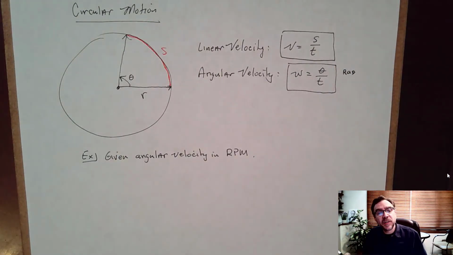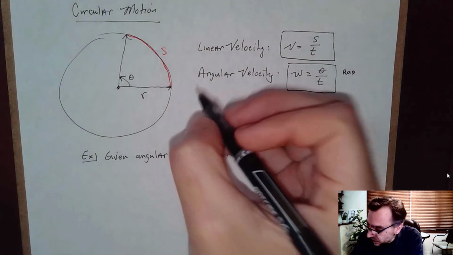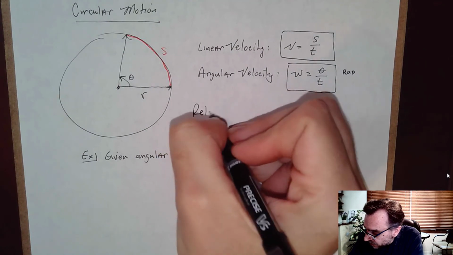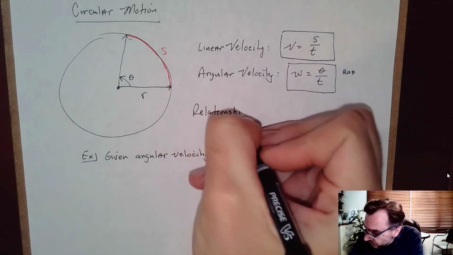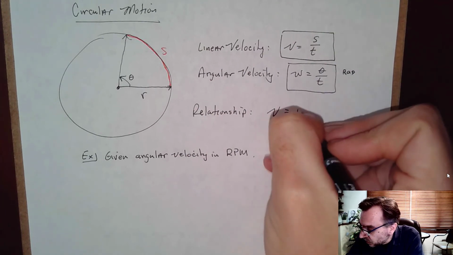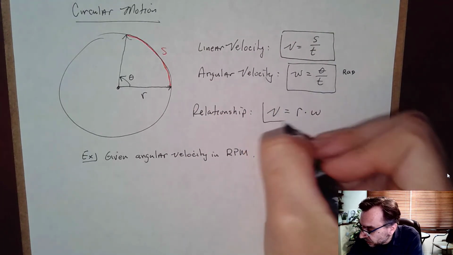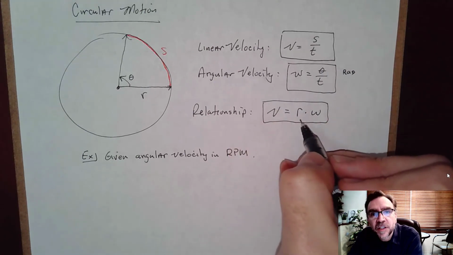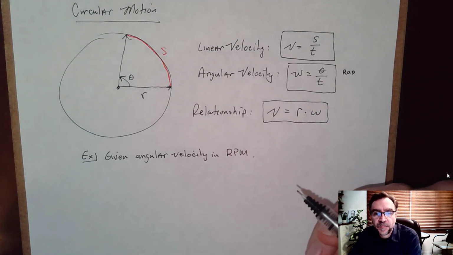Now there's a connection between these two different kinds of speeds, angular velocity and linear velocity. The relationship is that the linear velocity is equal to r times the angular velocity. So the relationship involves the radius.